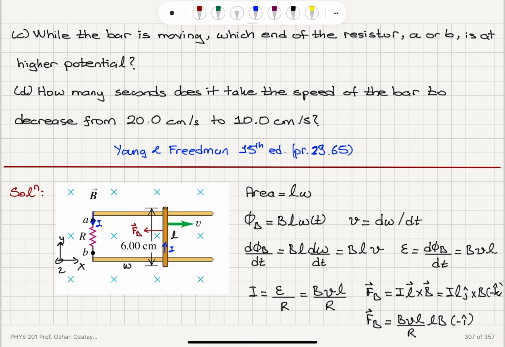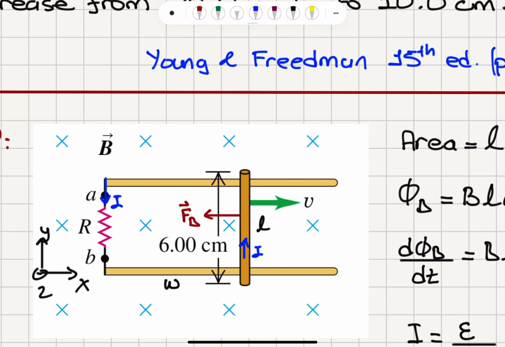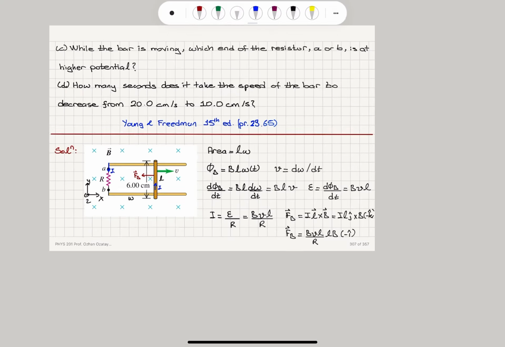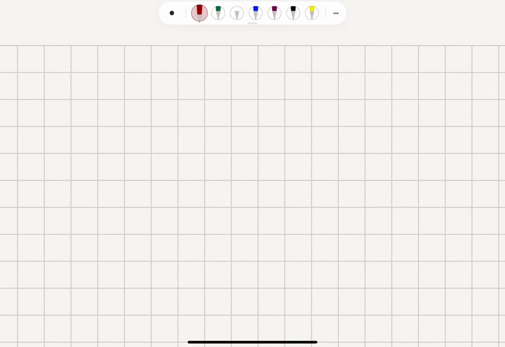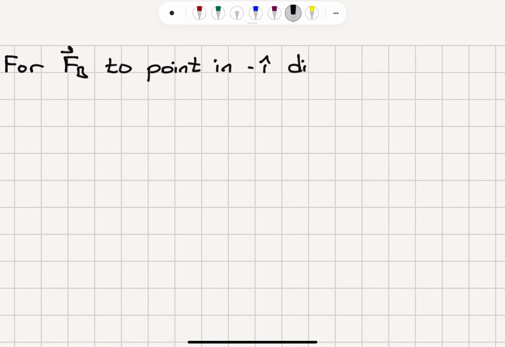Moving on to part C, while the bar is moving, which end of the resistor, A or B, is at higher potential? Okay, so let me make it clear that this current has to flow down from A to B, so A has to be at a higher potential. And the argument is as follows. We have the magnetic force FB pointing in a direction that opposes the motion, to point in the minus i hat direction.